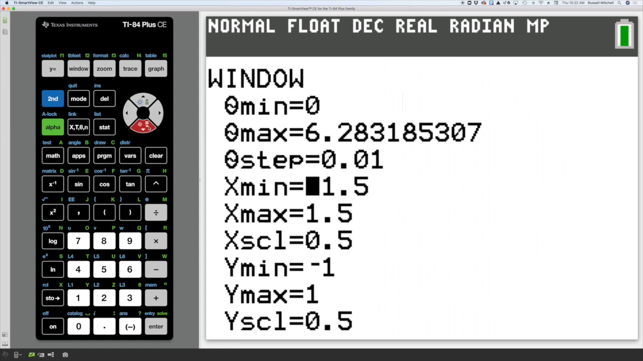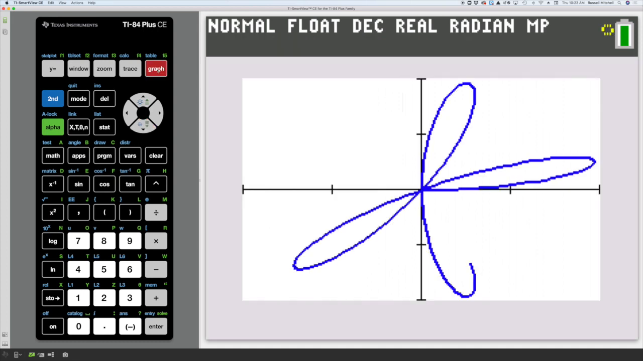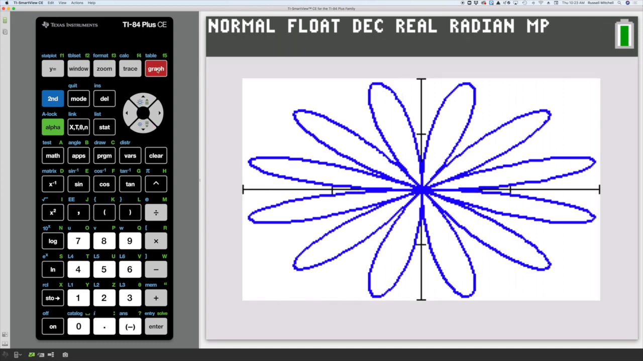Okay, and then what we said earlier was x min is -1, and x max is 1, and x scale 0.5 is good, y min -1, y max 1, y scale 0.5. Okay, and so I'm gonna change this theta max to show you what's going on. We're just gonna graph the whole thing at once, okay? And so let's go ahead and press graph. Boy, that goes really fast.